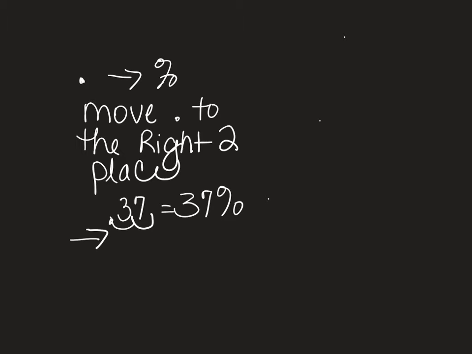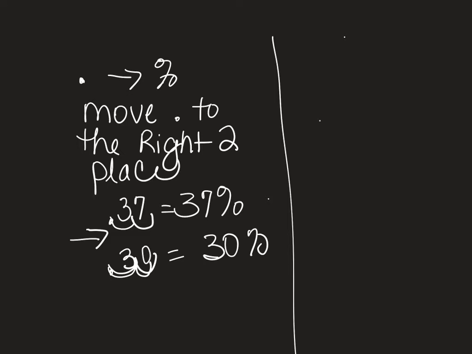Okay? But if you just would have 0.3, you're still going to move it 2 places, and you have to annex a 0, which makes it 30%. Okay? If you have a percent and you're changing it to a decimal, then you're going to move the decimal 2 places to the left.